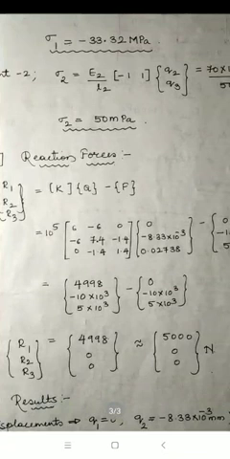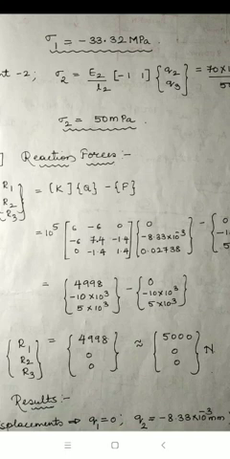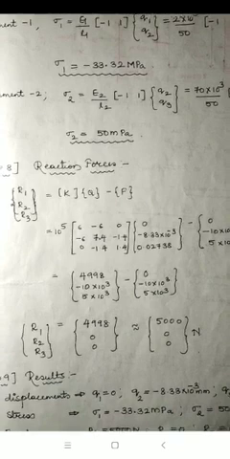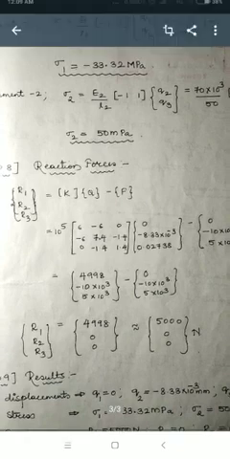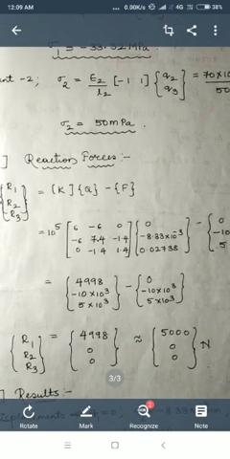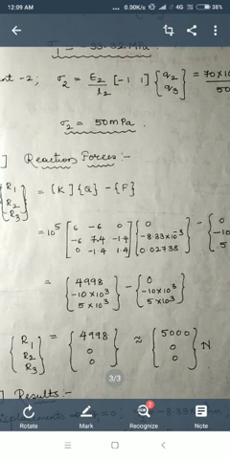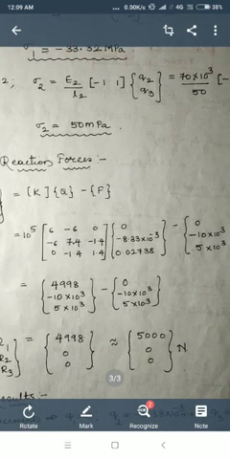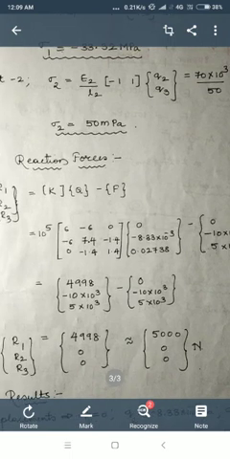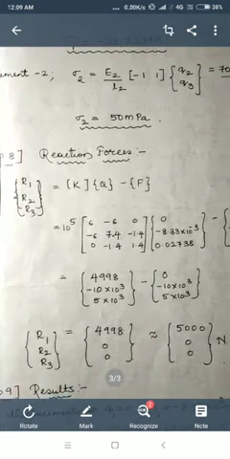The last part of the problem is finding the reaction forces. R equal to KQ minus F, where R is the reaction. K is the stiffness matrix, Q is the displacement which we have already found in the previous step, minus F, that is the load vector. First I will multiply K and Q and get one matrix. I will write it there. Then I will subtract the force vector from that matrix. After subtracting, we get R1, R2, R3 like this.